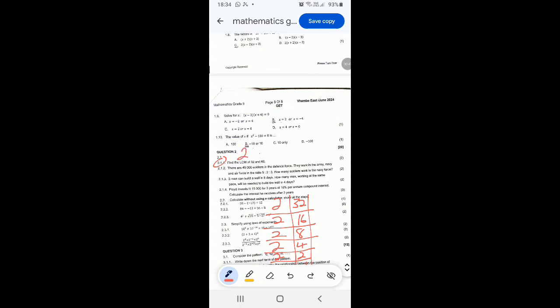Now let's write 2. How many 2's? 1, 2, 3, 4, 5. You can just write 2 to the power 5. Multiply by, I'll assume you have copied that table. Now let's go to 60.